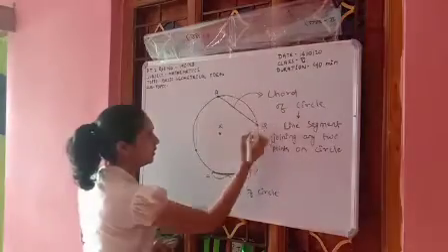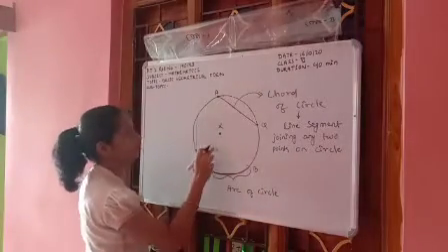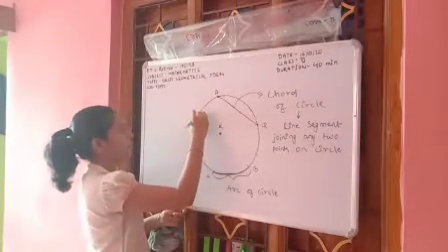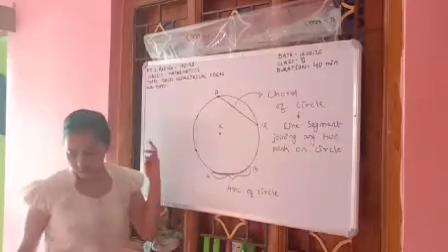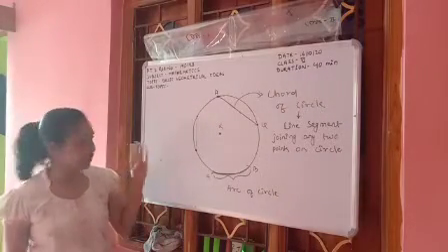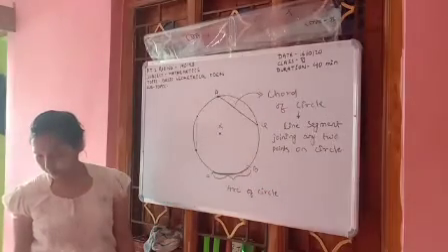Then draw another chord on the circle. Draw from here to any point. Any 2 points you can take. Draw it on your copy.